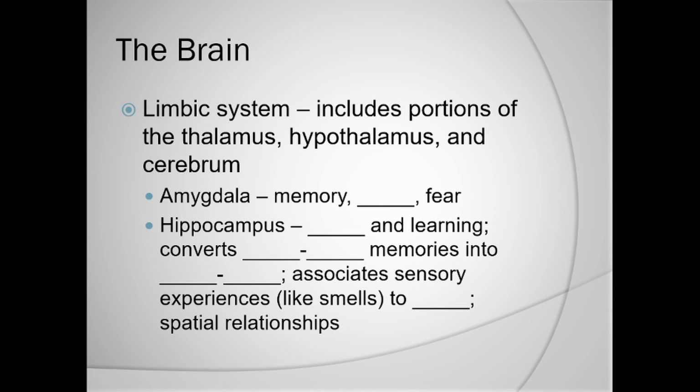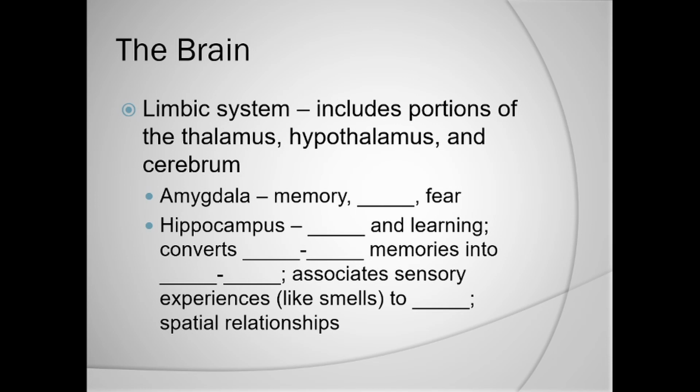The hippocampus associates sensory experiences like smells, for example, to memory. And so we smell particular things and it takes us back to maybe when we were at the beach or something like that. We smell, say, salt water or maybe saltwater taffy or something like that, and we think of our time at the beach and it conjures up those memories.